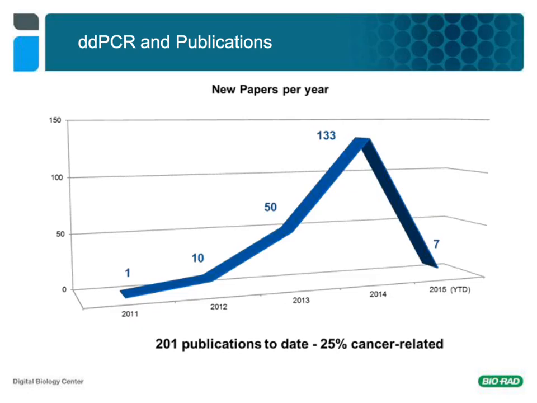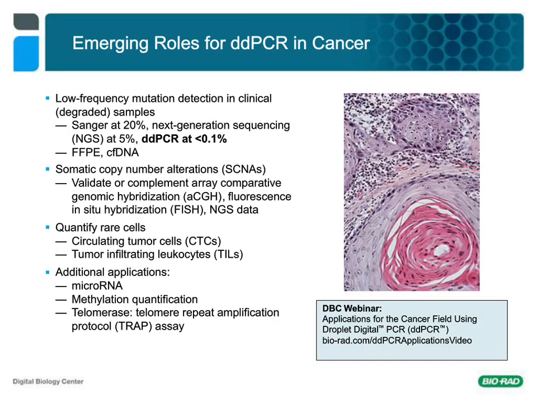Our applications group at the Digital Biology Center, as well as our customers, are putting ddPCR to use in multiple areas of cancer research, which includes low-frequency mutation detection in clinical or degraded samples. Sanger sequencing is sensitive down to about 20%. Next-gen sequencing may be 5% or 1% at best. And ddPCR gets down to less than 0.1% in even a single well.